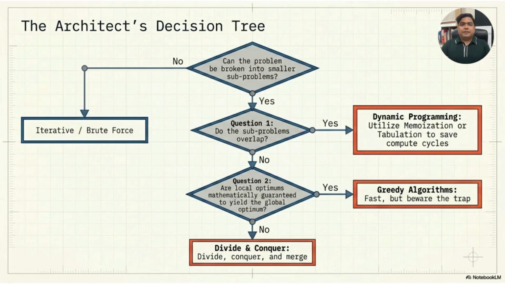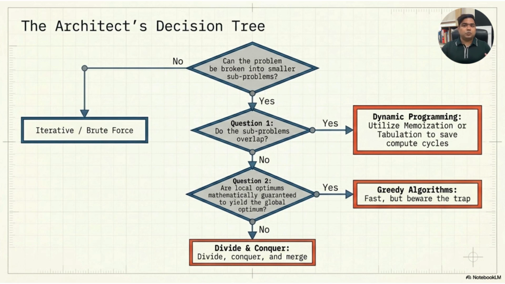This final slide gives us a practical decision tree for choosing an algorithmic strategy. The first question is, can the problem be broken into smaller subproblems? If the answer is no, then we may need to use an iterative method or brute force approach. If the answer is yes, then we ask the next question: do the subproblems overlap? If the subproblems overlap, dynamic programming is usually a strong choice. We can use memoization or tabulation to save computation cycles.